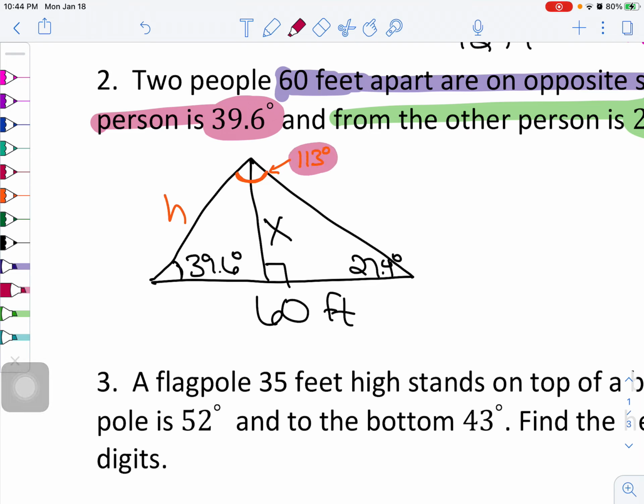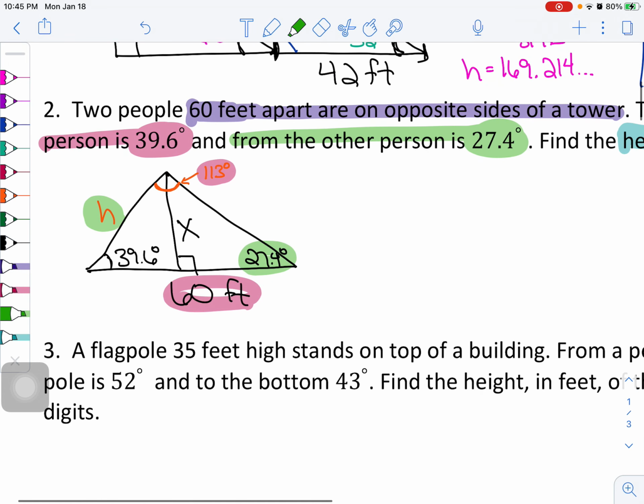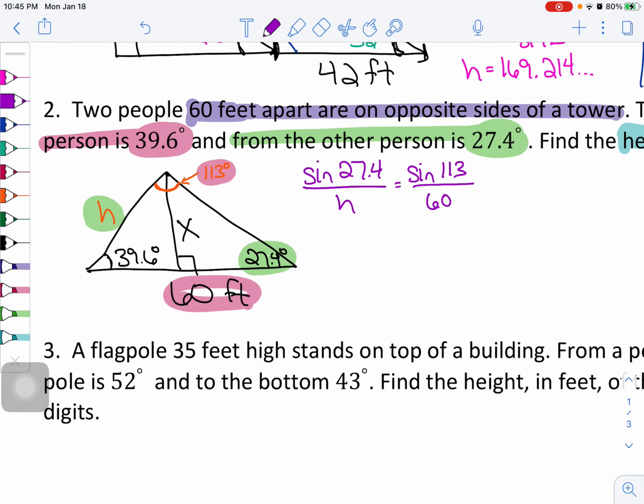So in this case, I am going to use this angle, 113 degrees, with its opposite side of 60. And I'm going to use this angle, 27.4, with its opposite side of h. That's the law of sines I'm going to set up. So let's see what we've got here. Sine of 27.4 over h equals the sine of 113 over 60. Solve for h. So h sine 113 is equal to 60 sine of 27.4.